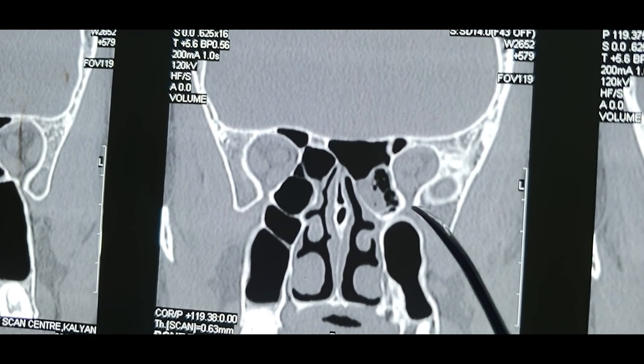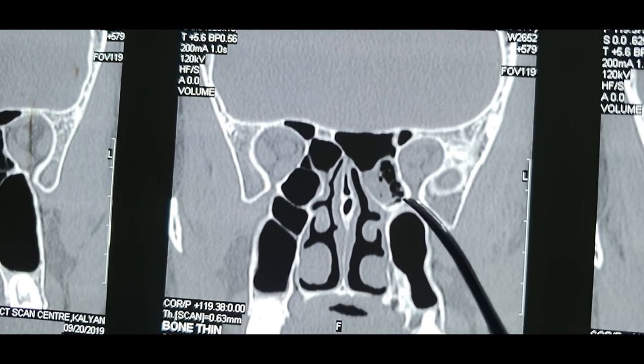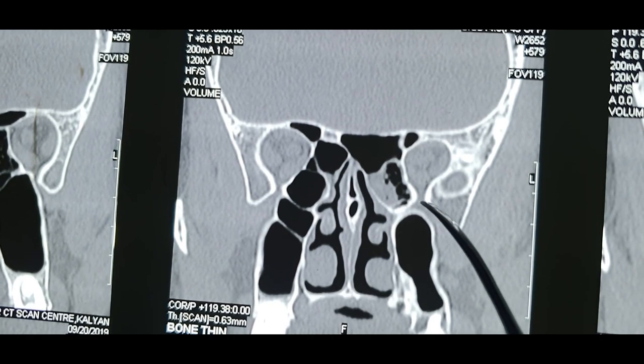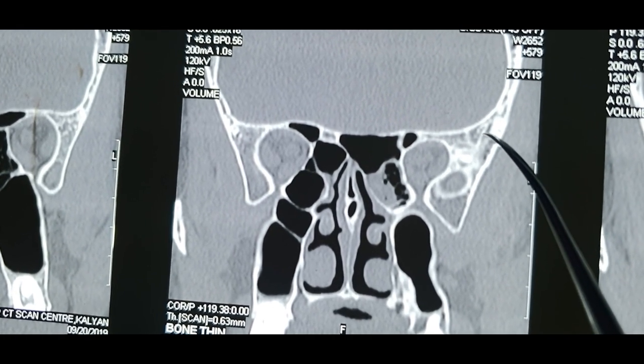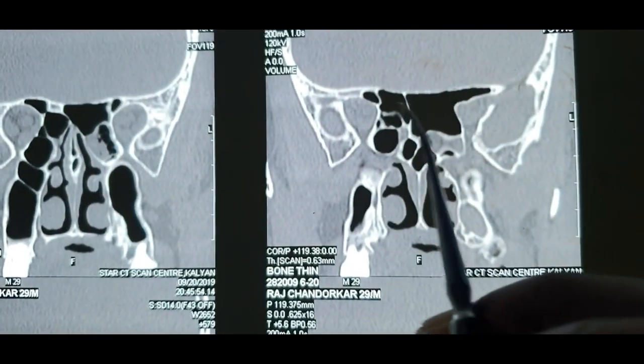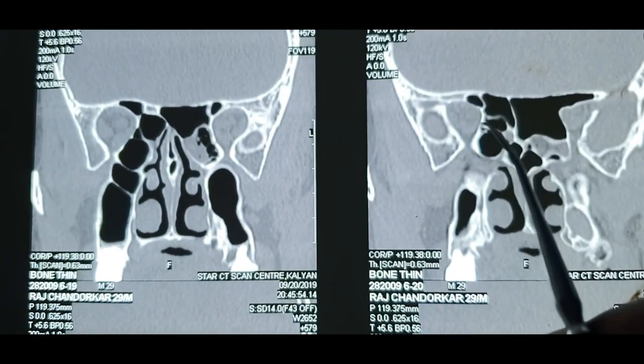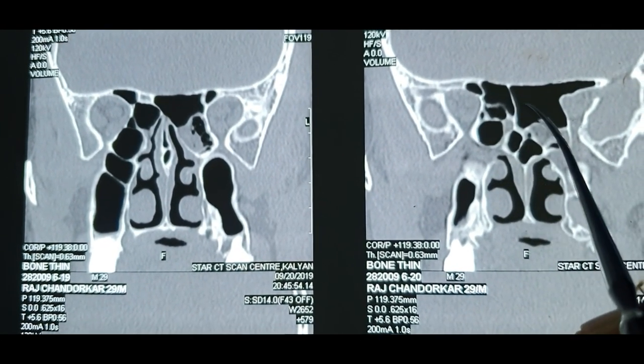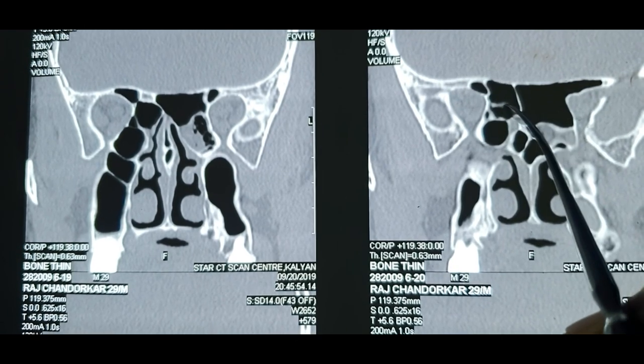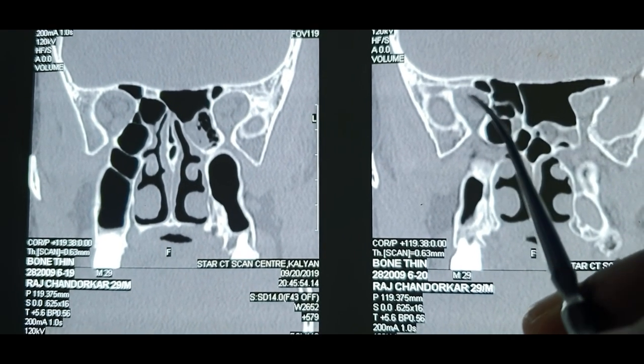Inferior orbital fissure. Not the superior. Never consider this as superior orbital fissure. Superior orbital fissure, I'll show you, it comes way ahead, way posteriorly towards the sphenoid sinus. This is the entry of the sphenoid sinus, most anterior aspect, and this is the orbital apex.